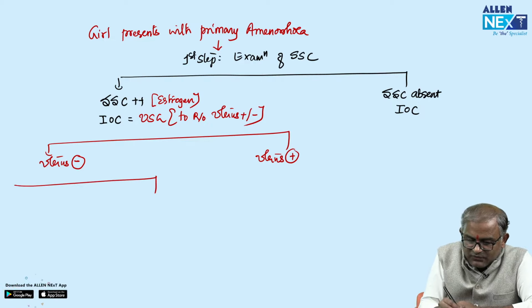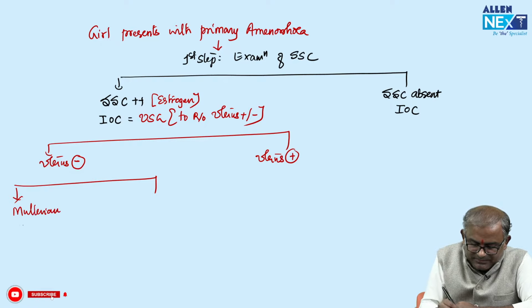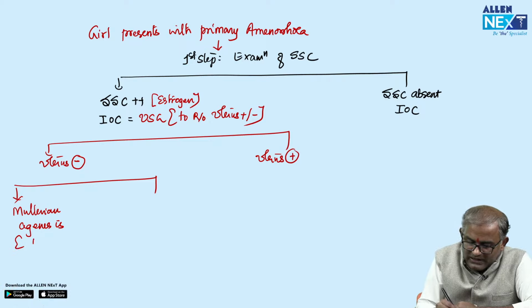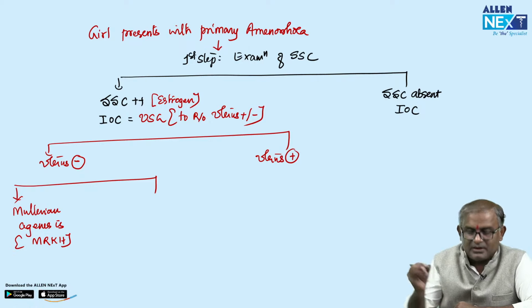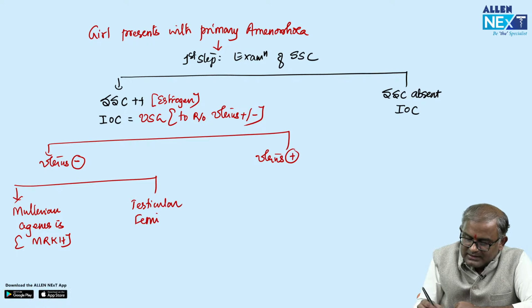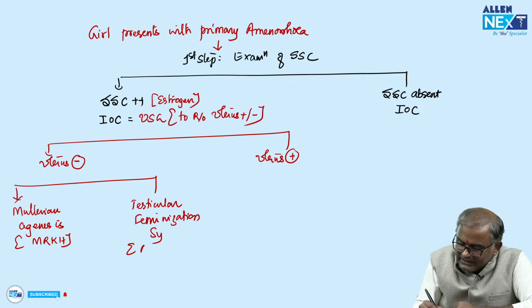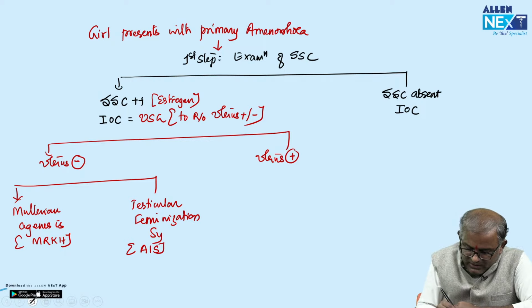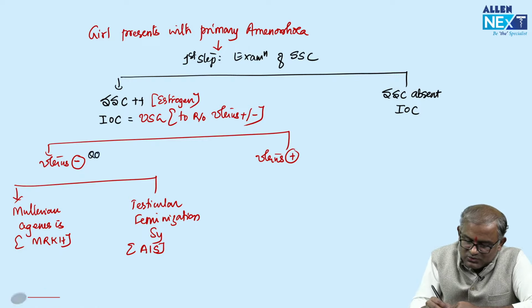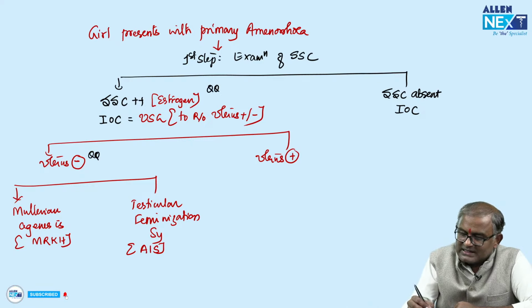If uterus is absent, we have got two diagnoses. One is Mullerian agenesis, which is also called MRKH. Another one is, doctors, testicular feminization syndrome, which is nothing but androgen insensitivity syndrome. So that is uterus absent, dear doctors, uterus absent but secondary sexual characteristic present.